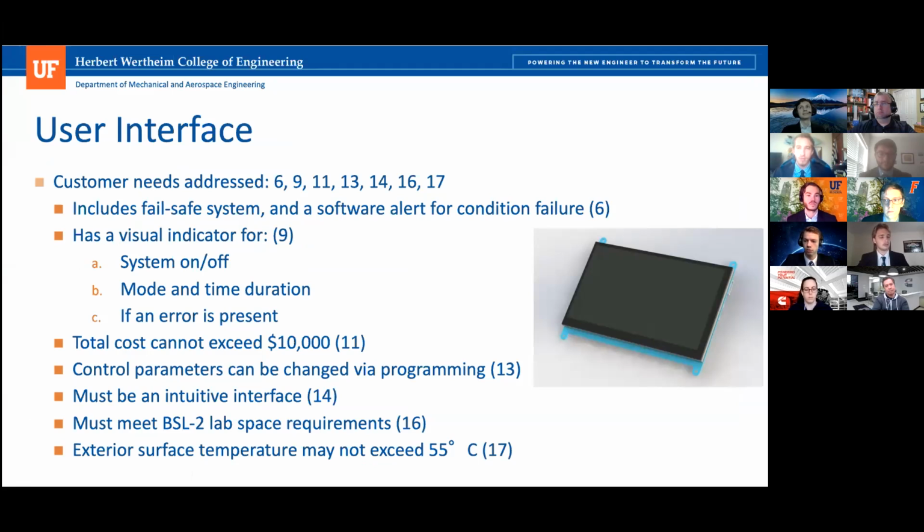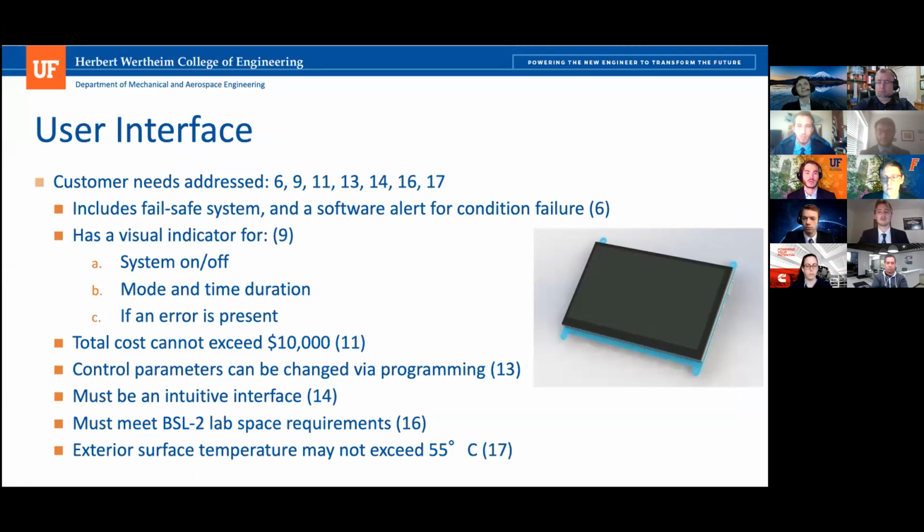First off, customer need 6 includes a fail-safe system and a software alert for condition control failure. The user interface itself is a 7-inch touchscreen made by Raspberry Pi. This would address this feature by having a digital fail-safe system and a software-programmed alert when culture failure were to occur. That would be programmed in, so there would be a visual notification telling the user that there has been an error in condition control.